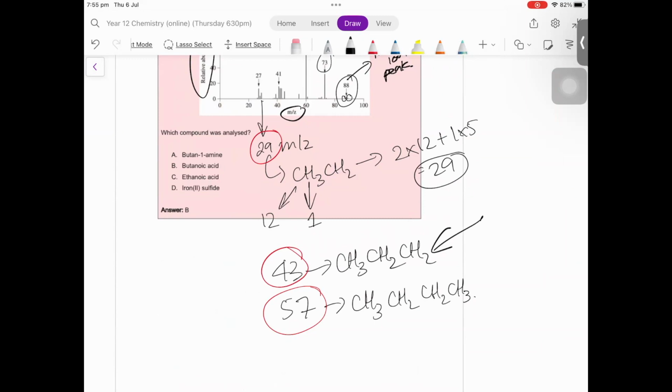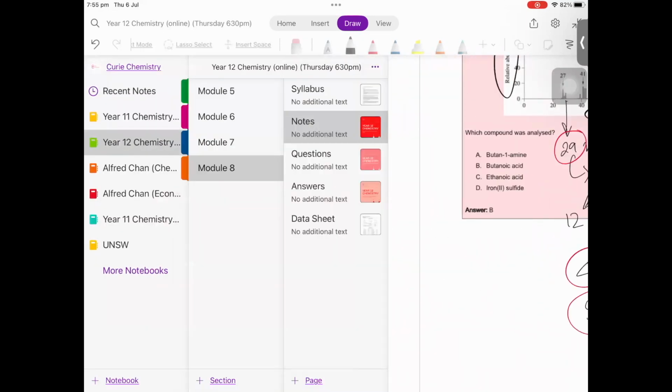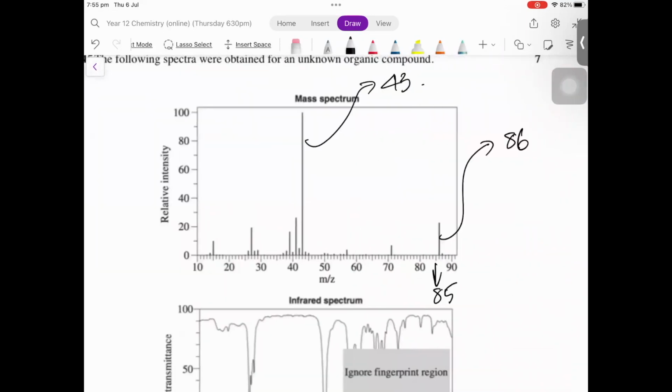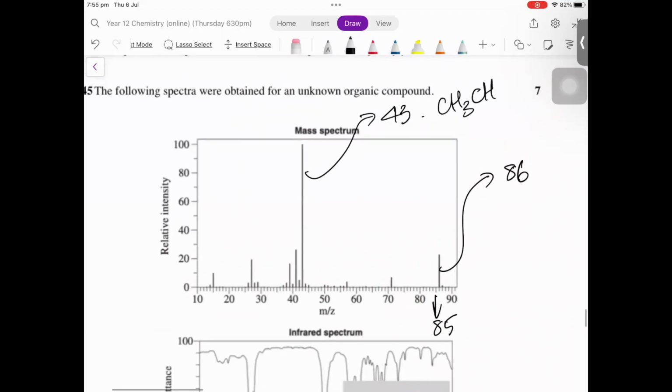43, sorry. 43 is a propyl fragment. Yeah, so it's CH3, CH2, CH2. Now, this doesn't tell you anything about the structure. However, it does give you enough information for you to know that your compound has at least 3 carbons inside of it. Okay, so your technique for this kind of question, go through and analyze each spectrum one by one.